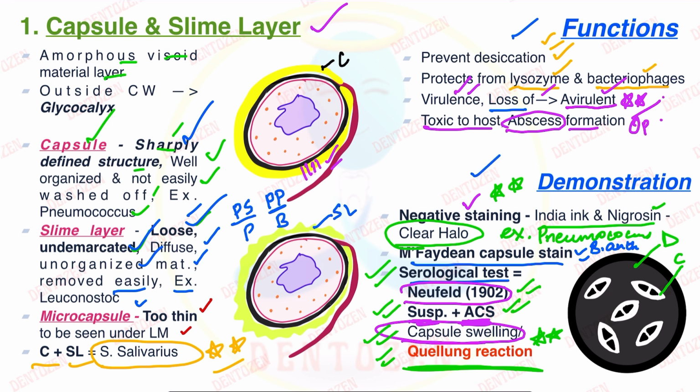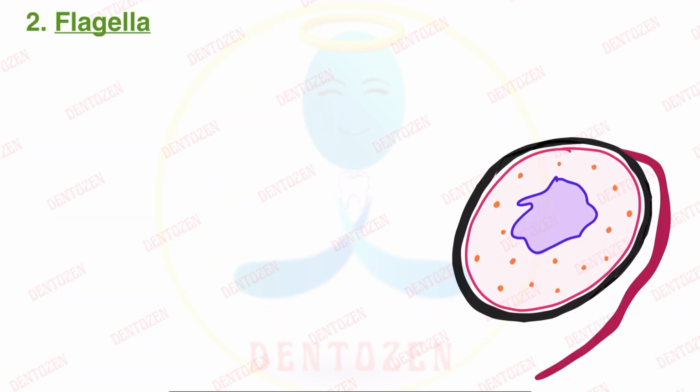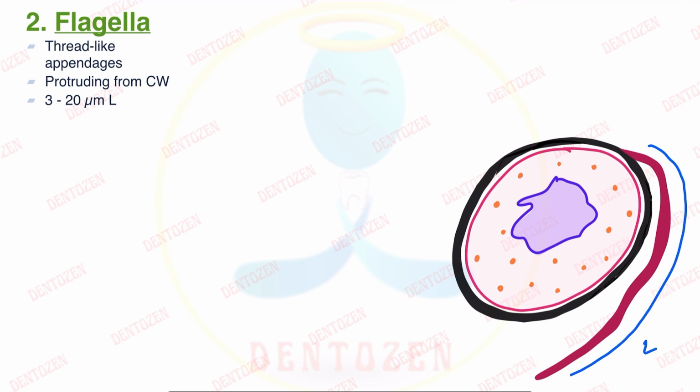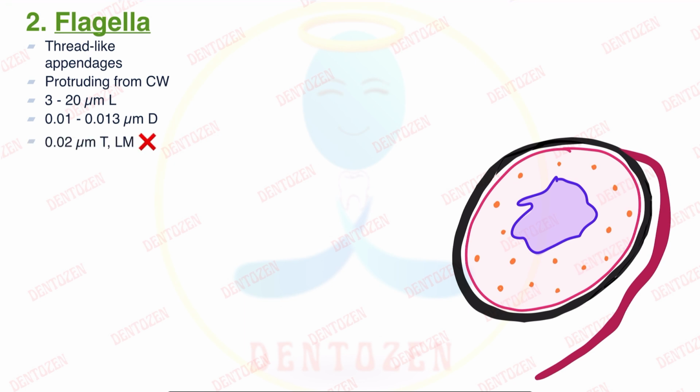Now let's move to the next appendage, that is flagella. Flagella are thread-like appendages. As you can see here, this is flagella. It is thread-like, and it is protruding from the cell wall. It is coming out from the cell wall. Its dimensions: it is 3 to 20 micrometers in length, and about 0.01 to 0.013 microns in diameter. What about its thickness? It is just 0.02 micrometer thick, so it cannot be seen with a light microscope.